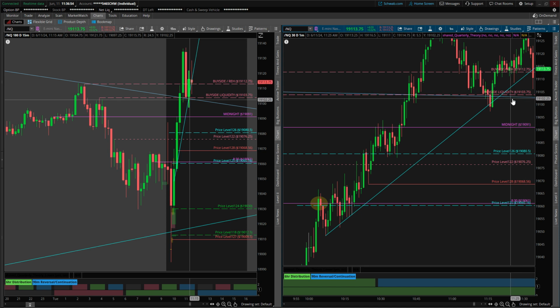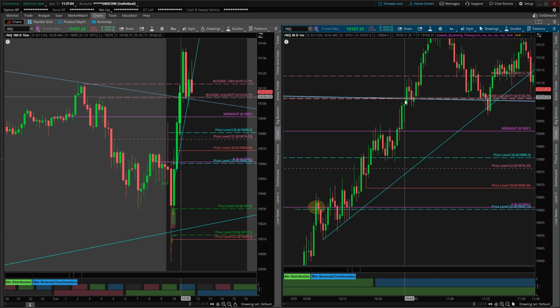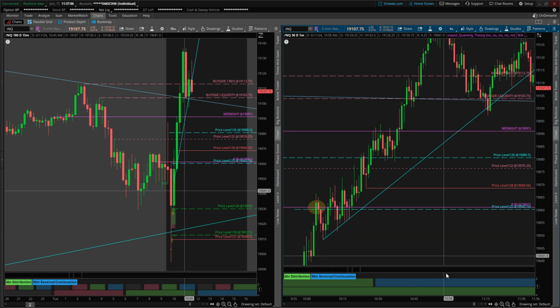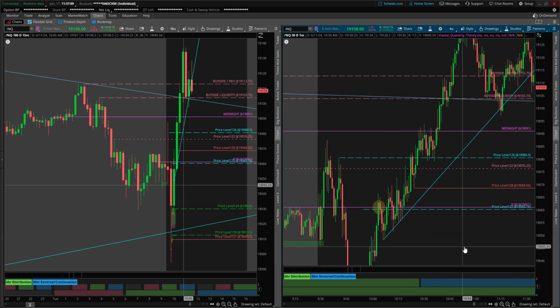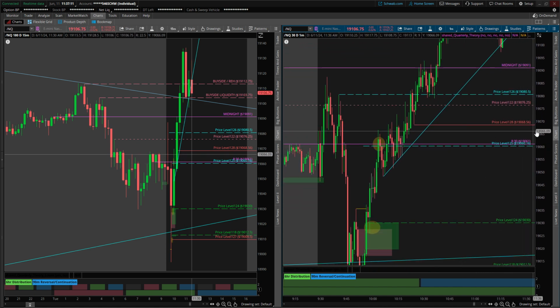I know it says 19103.75. I always put my target like a point or two below, just because that's what I personally do. You can do what you want, but that's what I do, just in case. So my target was at 19102. Final take profit right there. And that was the long trade we had for today.